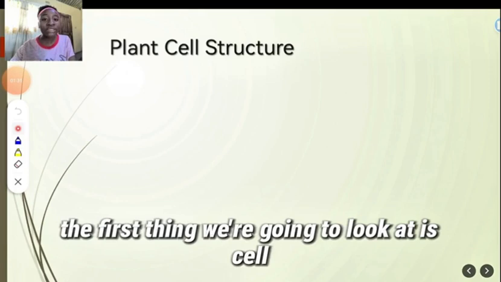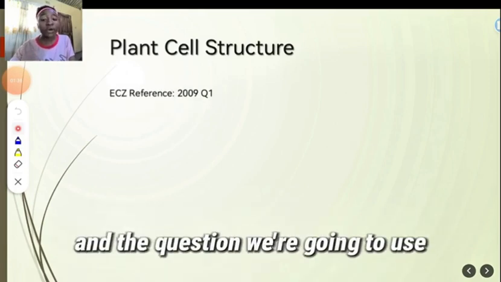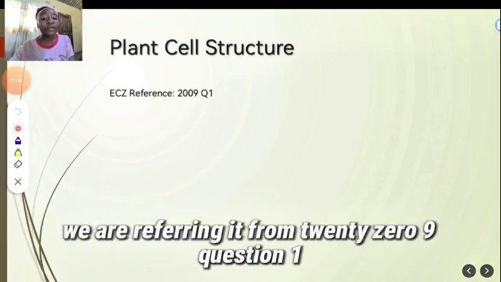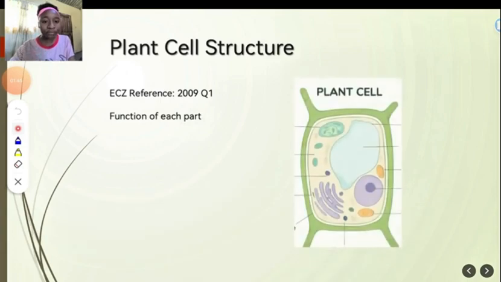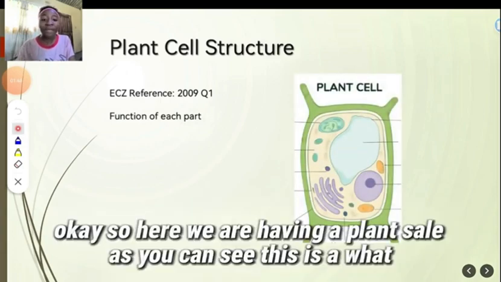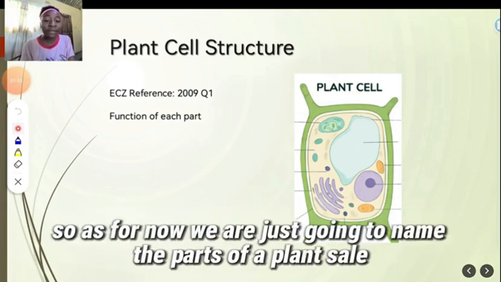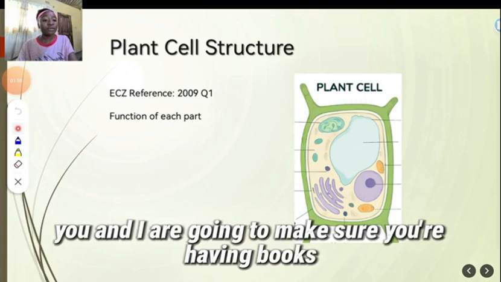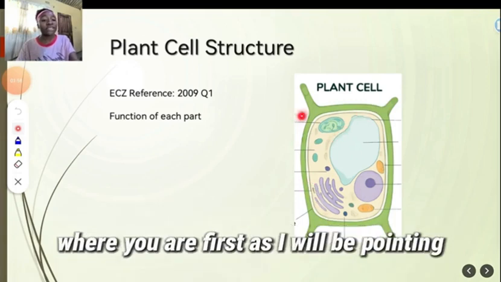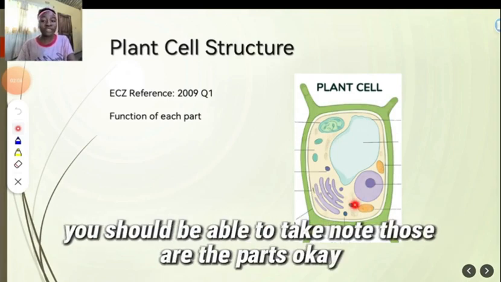The first thing we're going to look at is the plant cell structure. And the question we're going to use, we are referring it from 2009 question 1 ECZ question paper, where we're going to look at the function of each part. Okay, so here we are having a plant cell. As you can see, this is a plant cell. So as for now, we are just going to name the parts of a plant cell. Make sure you're having books where, as I will be pointing, you should also take note. While this red dot is passing, you should be able to take note. Those are the parts.